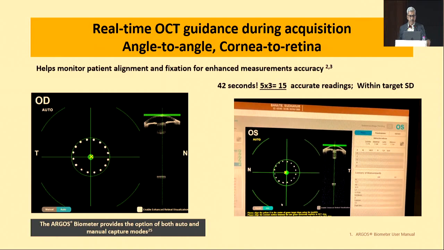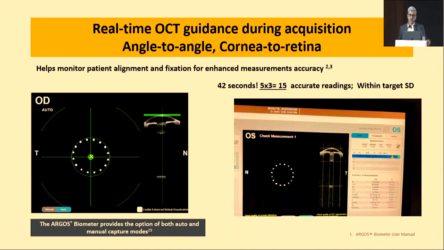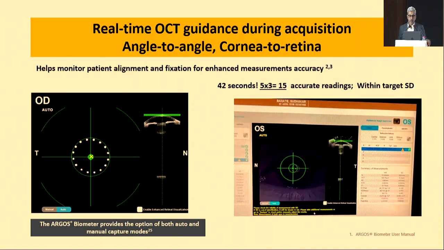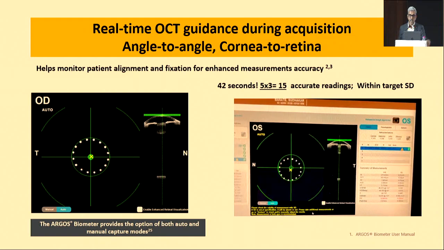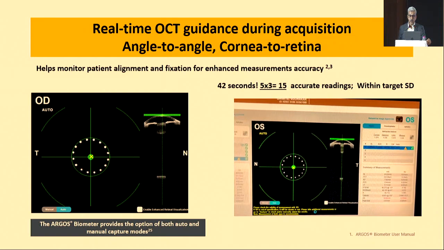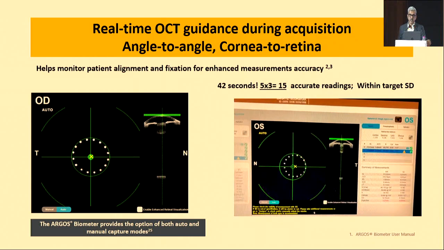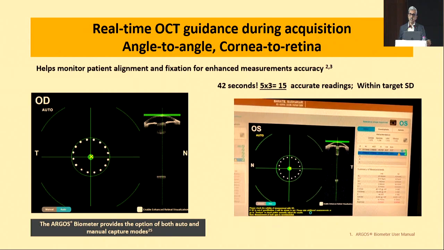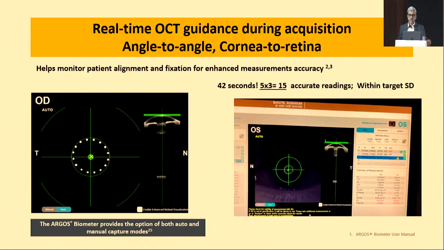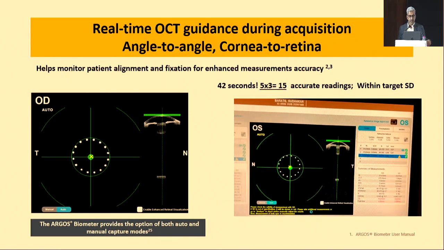This helps monitor the patient alignment and fixation for enhanced measurement accuracy at the time of acquisition. Here is an example which I did recently, just a couple of days back, with my junior most optometrist doing the biometry, and he got 5 standard readings within 42 seconds. And mind you, each of these readings consists of 3 additional readings. So that's a total of 15 readings in 42 seconds, which were within acceptable standard deviation.